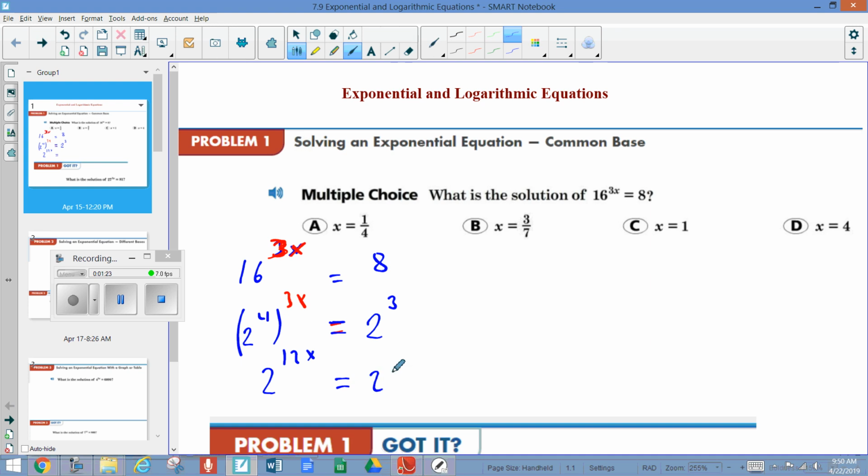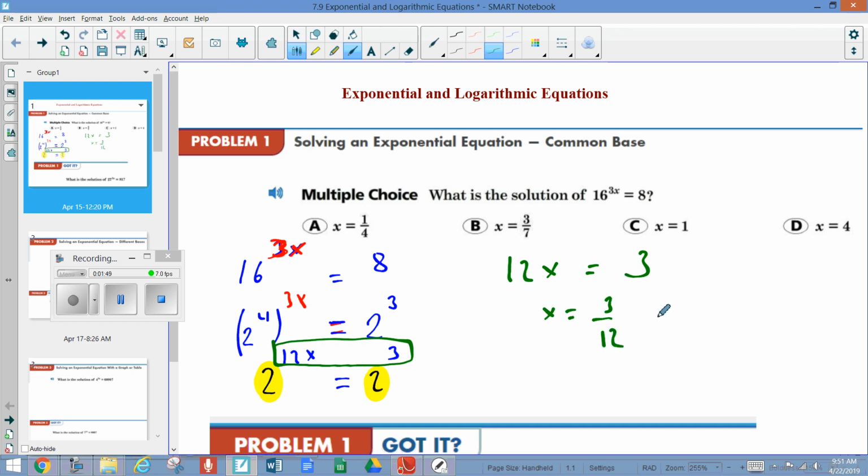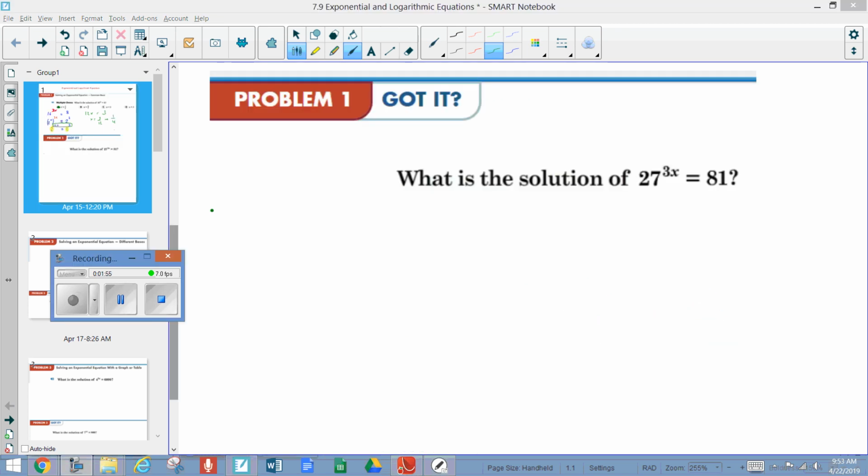So, 2 to the power of 3. So, what is next? When the bases are same, that means the exponents are going to be the same. Did you remember? Okay, so x is equal to 3 over 12. So that makes 1 over 4. I said that in the beginning. Does that make sense? All right, the second question.